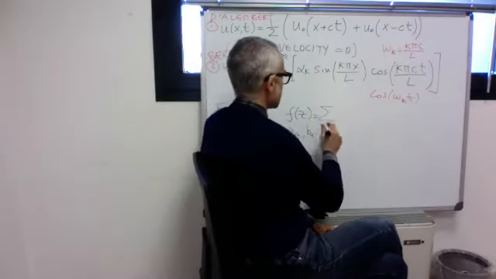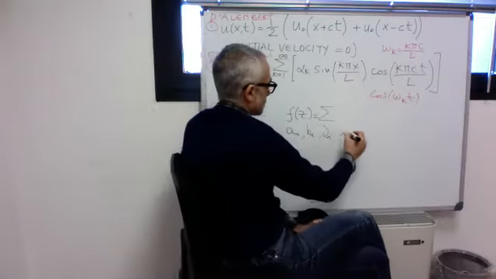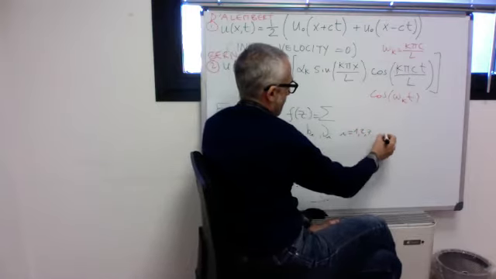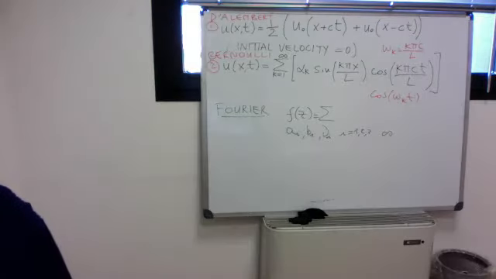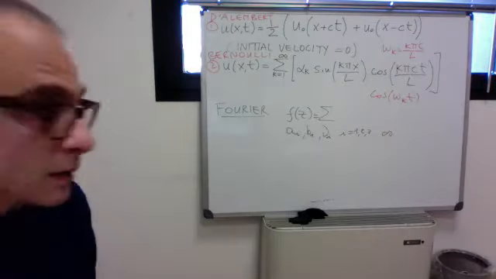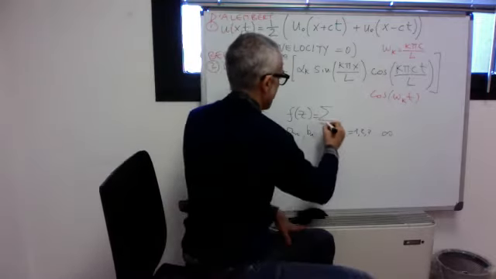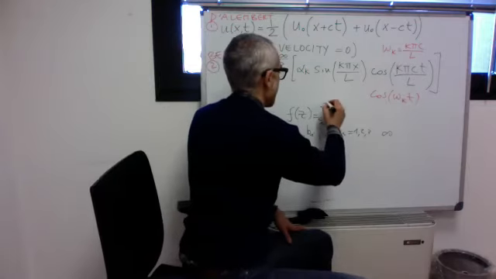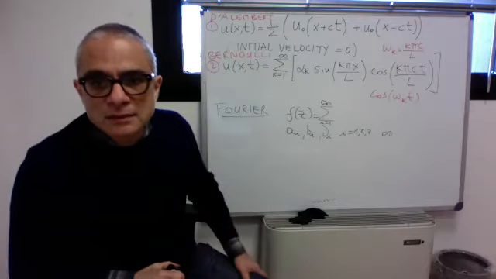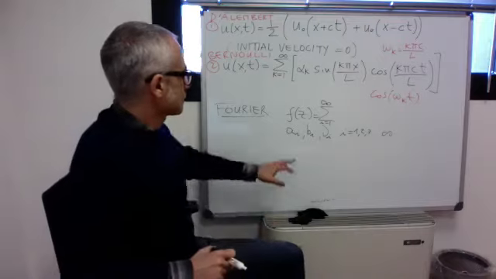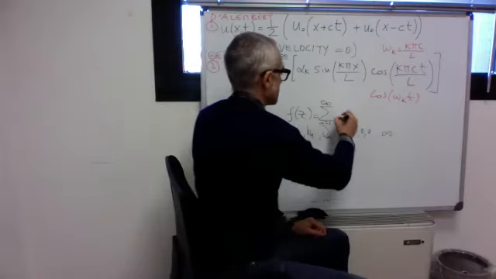So there exists an infinite set of numbers, an infinite set of integer numbers 1 to 3 to infinity, such that f can be written as a sum of sines and cosines like this.